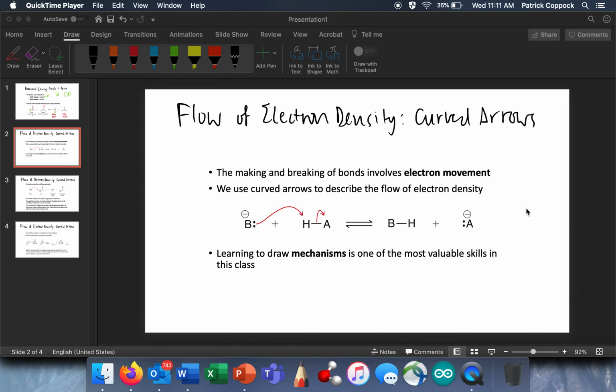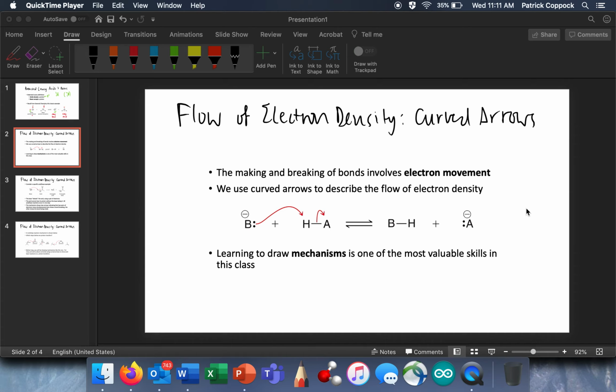Okay, so I promised you that we would use curved arrows for the whole semester. And I also promised you that if you understand them, then it's going to make some things much clearer, right? So let's practice curved arrow notations with respect to acid-base reactions, okay?